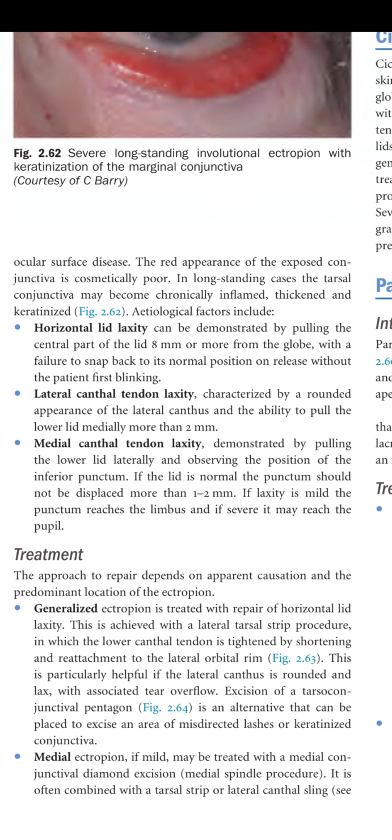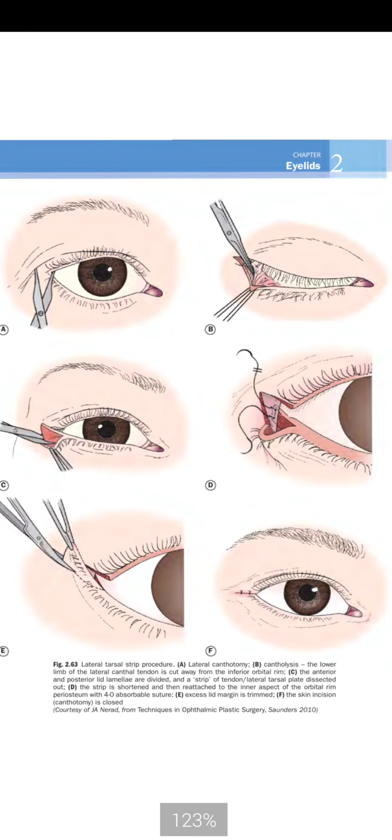Generalized ectropion is treated with repair of the horizontal lid laxity. This is achieved with the lateral tarsal strip procedure, in which the lower canthal tendon is tightened by shortening and reattachment to the orbital rim. This is particularly helpful if the lateral canthus is rounded and lax, with associated tear overflow. Excision of the tarsoconjunctival pentagon is an alternative that can be used to excise an area of misdirected lashes or keratinized conjunctiva. So we treat generalized ectropion with the tarsal strip procedure. We will see the figure to discuss the procedure. So this is the tarsal strip procedure.